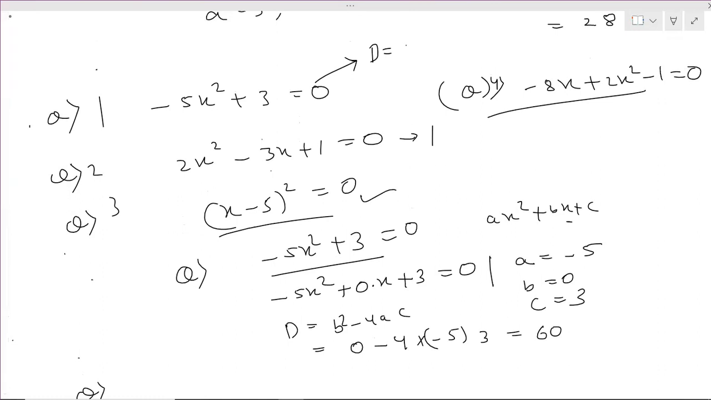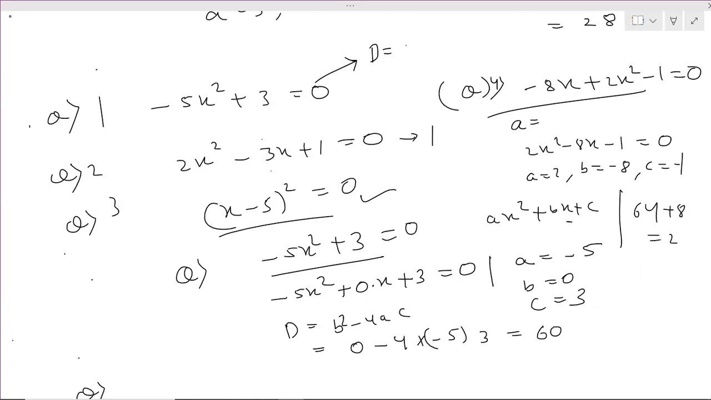Are you sure? What is A here? Sorry. I rearranged the equation, so I got 2x squared minus 8x minus 1 equal to 0. So A here is 2, B is minus 8, C is minus 1. So b square is 64 minus 4 into 2 into minus 1, that means plus 8, which is 72. Very good. So I hope discriminant is clear.